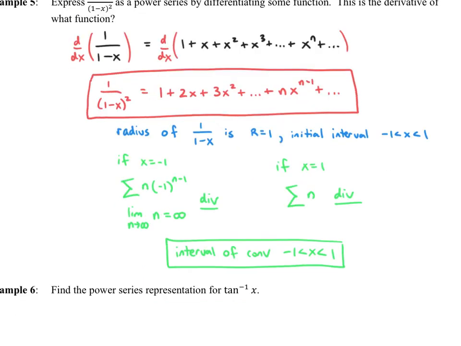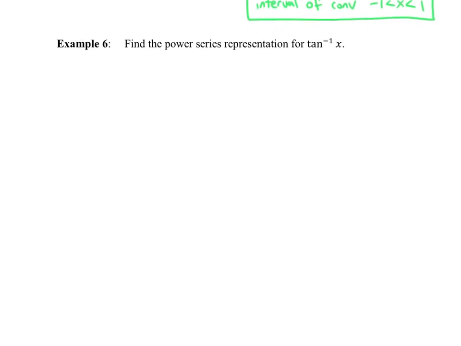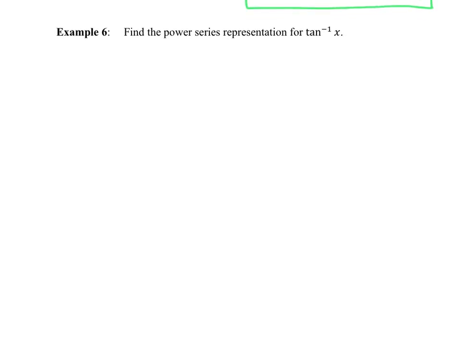Let's take a look at number 6. Example 6. We're finding the power series representation for inverse tangent or arctangent. Now this time I'm going to go ahead and do integration. And the reason for that, if you think back on what we know about inverse tangent, is that the antiderivative of 1 divided by 1 plus x squared is equal to arctangent. That's just one of the ones we had to memorize last year. That's one of the ones you need to know this year. Hopefully that's in your memory.